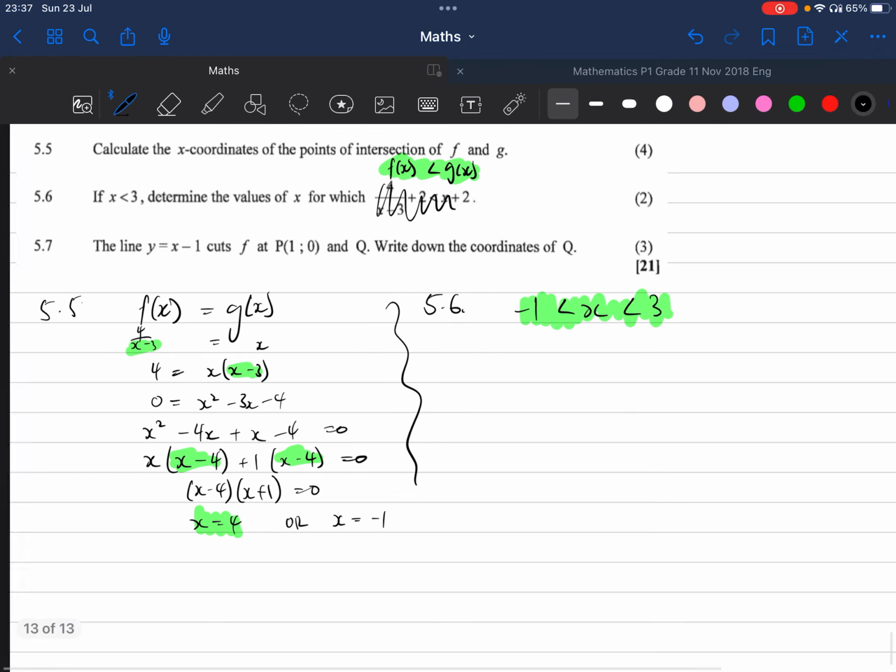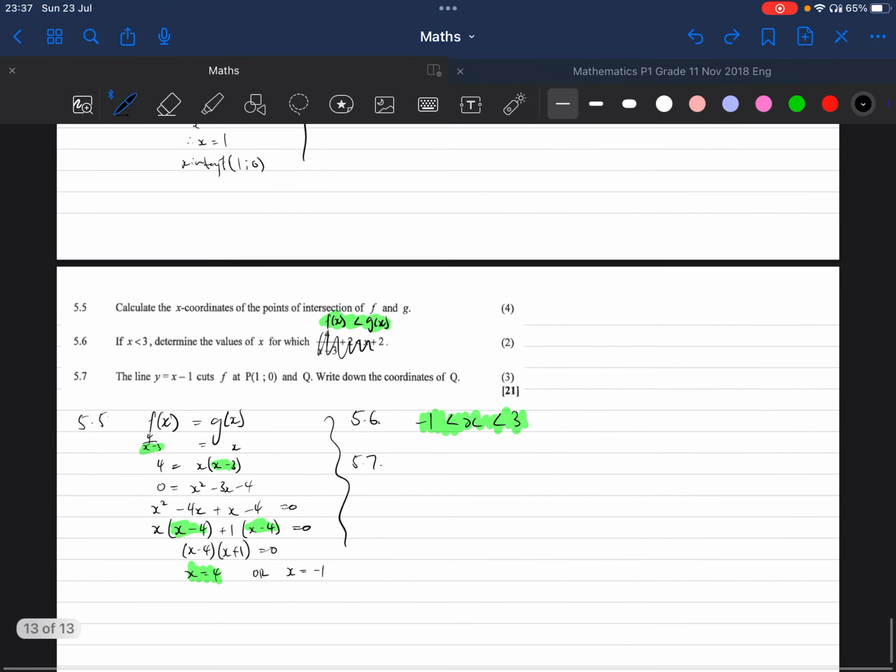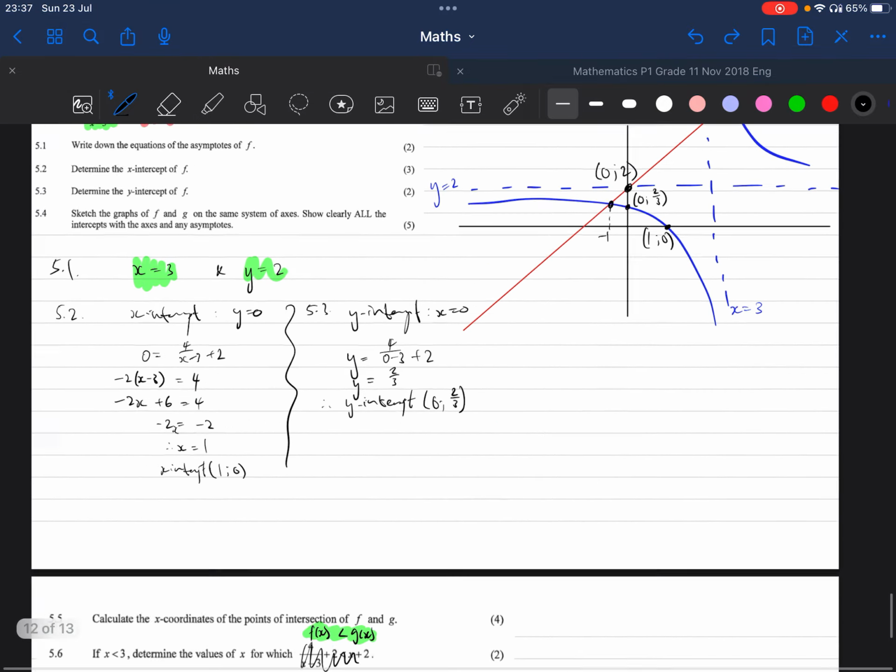Okay, let's move on to the last question now. 5.7 says, the line y equals x minus 1 cuts f, so that's our hyperbola, at P, which has the coordinates of 1 and 0, and Q. Write down the coordinates of Q. Okay, so let's think about this. The line y equals x minus 1.